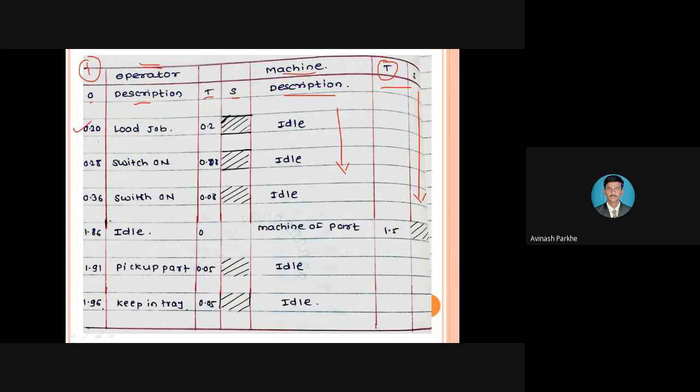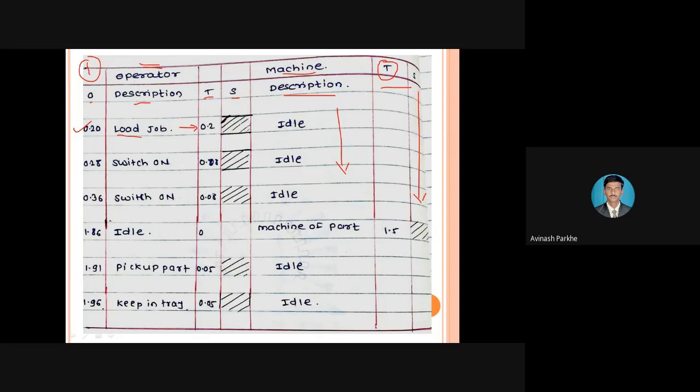Now the first task, 0.2, load the job. Now for loading the job, who is working? Your operator is working. So how much amount of time is required? 0.2. So at that time, what is the symbol for the operator? Working. So in front of load the job, which symbol is mentioned? That is one rectangle, and in that rectangle, the hatching lines are there.